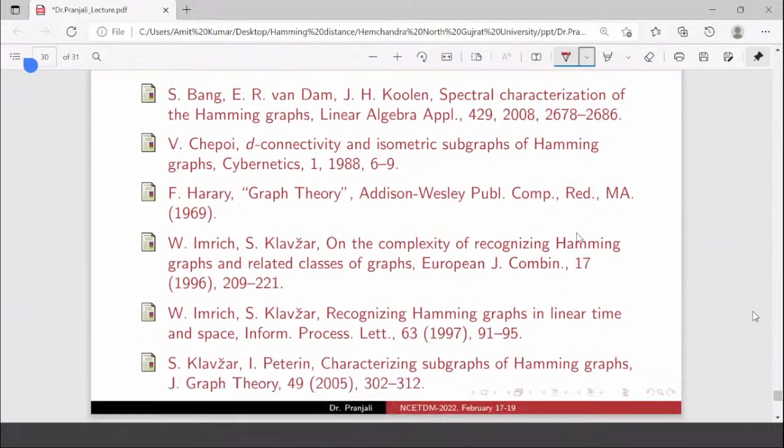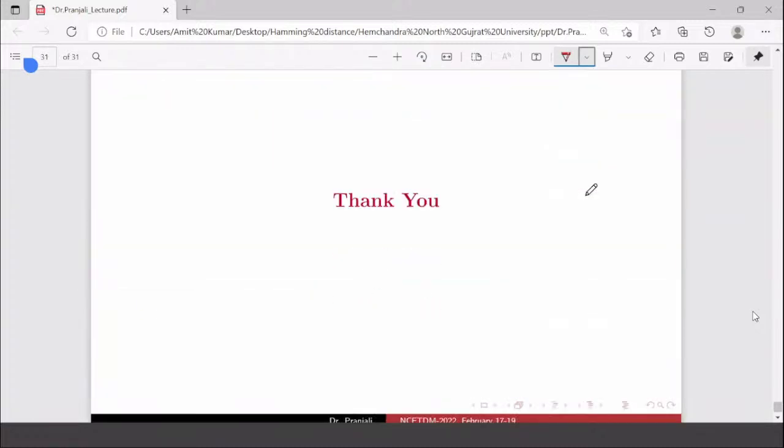So this was my contribution, and this coding problem I am already tackling. For some graphs it has already been tackled, but I want to generalize it, so work is going on. This was all from my side. If you have any questions, I would be happy to take them if I can answer.